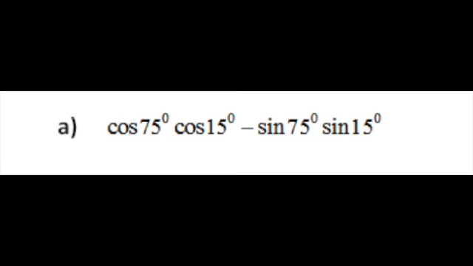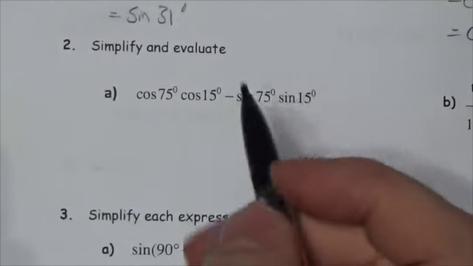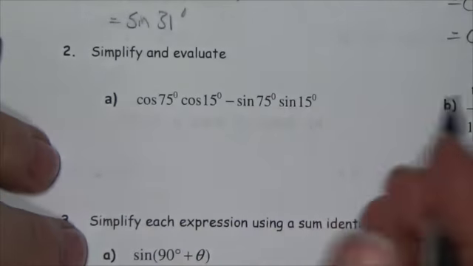Simplify and evaluate. The cosine of 75 degrees multiplied by the cosine of 15 degrees minus the sine of 75 degrees multiplied by the sine of 15 degrees. So this question asks us to go just one step beyond what we did in the previous question, so we're going to simplify and then evaluate.